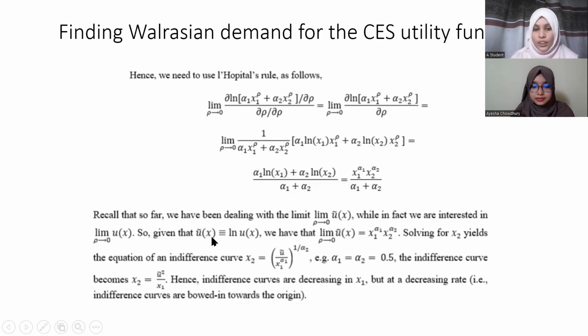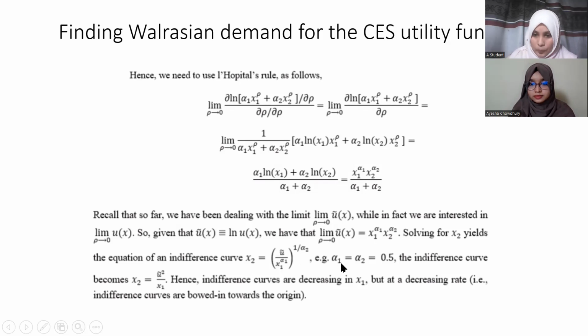So given that u tilde of x equals ln u of x, we have that the limit as rho tends to 0 of u of x equals x1 to the power alpha 1 times x2 to the power alpha 2. Solving for x2 yields the equation of an indifference curve: x2 equals u tilde divided by x1 to the power alpha 1, whole to the power 1 by alpha 2.